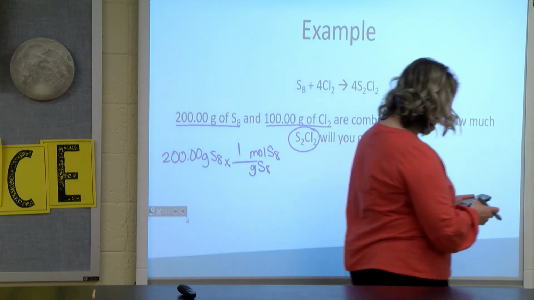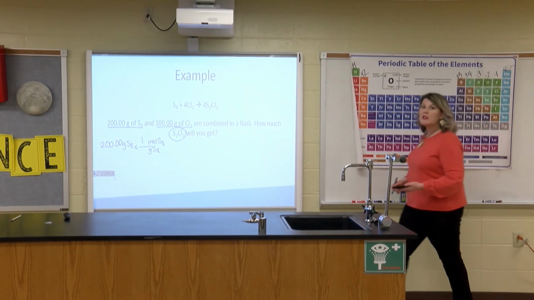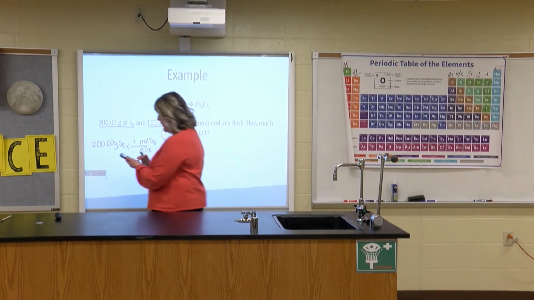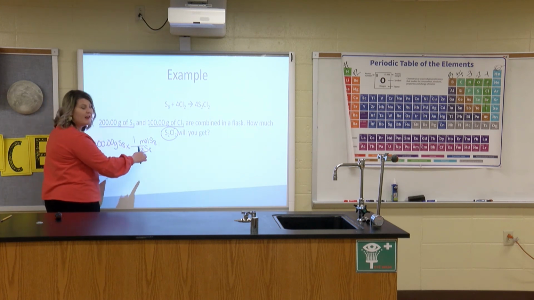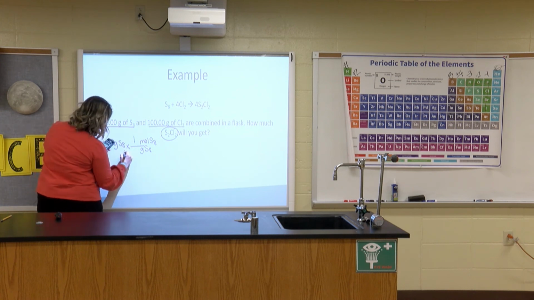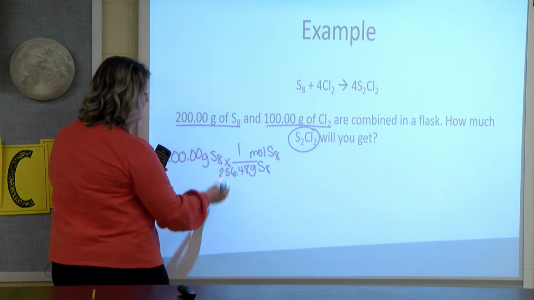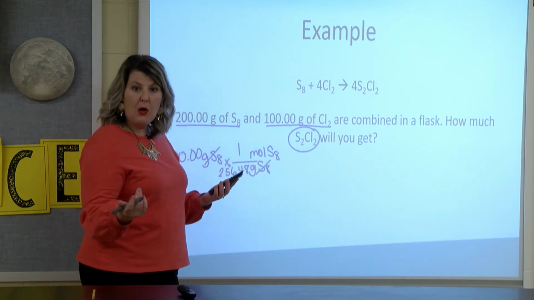So we're going to go over here to the periodic table, and I'm going to look up sulfur, and I see that it's 32.06. So I'm going to put in my calculator 32.06, but don't forget I have 8 of those. So I'm going to multiply it by 8. And that gives me 256.48. You cross out grams of S8, and you're left with moles of S8.